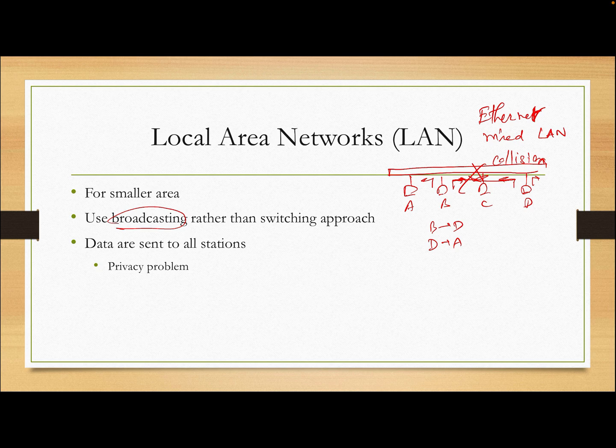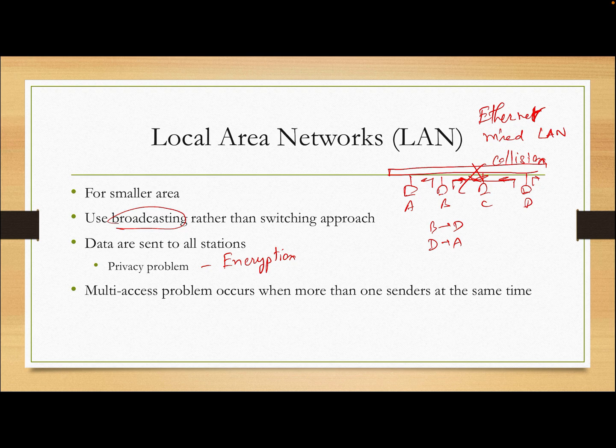So we will have a problem in the case of LAN, that because data are sent to all stations, we have a privacy problem. We can fix this using encryption, which is a secret code, or secret message. So even though other people can hear it, they cannot understand what it means. We can also have the multi-access problem, as I told you before, that there's collision. So we have to try to have only one person sending at the same time. If more than one person is sending at the same time, the signals will collide, and no one can understand what it is. The standards are Ethernet and Wi-Fi.